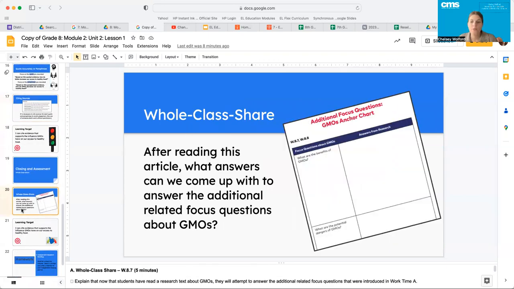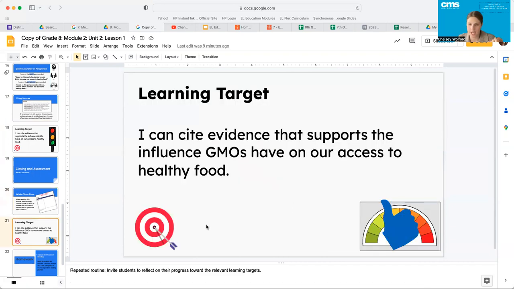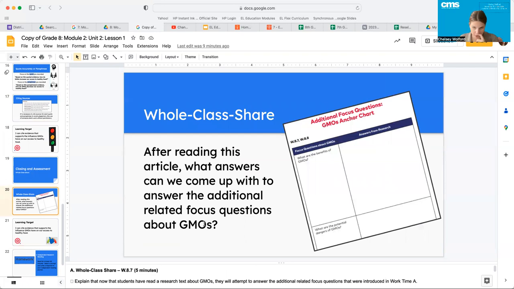Okay. Before we go, I want you to think about, now that you've read a little bit of research about GMOs, you're going to attempt to answer some related focus questions that were introduced in part of work time A. This additional focus questions, GMOs anchor chart, your teacher's going to pull it up, and I want you to whole class share, talk about these questions, talk about what you've learned today.